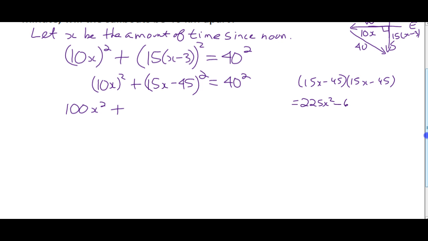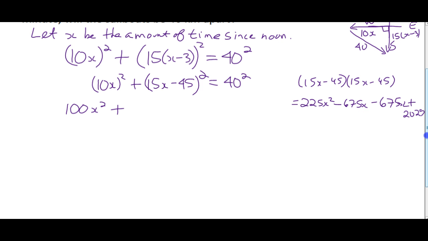Minus 675x, 45 times 15, minus another 675x. That's where the double comes from, right? You take this times this and double it, because you're getting it once as the outer and once as the inner. And then plus 2025.